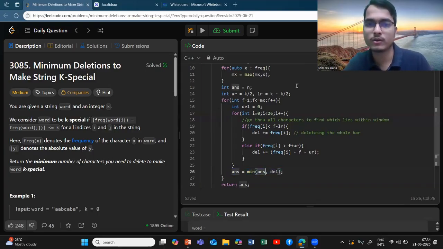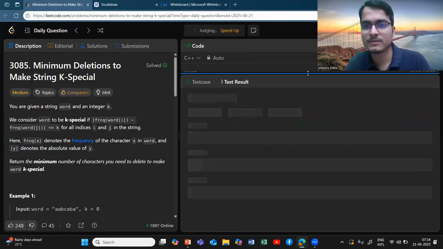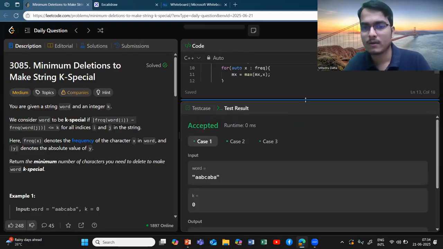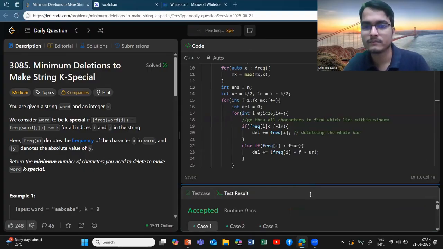So you need to not initialize the answer by 1. That's a really silly thing. Otherwise, the answer will always come 0. We have the accepted thing if we try to submit it now.